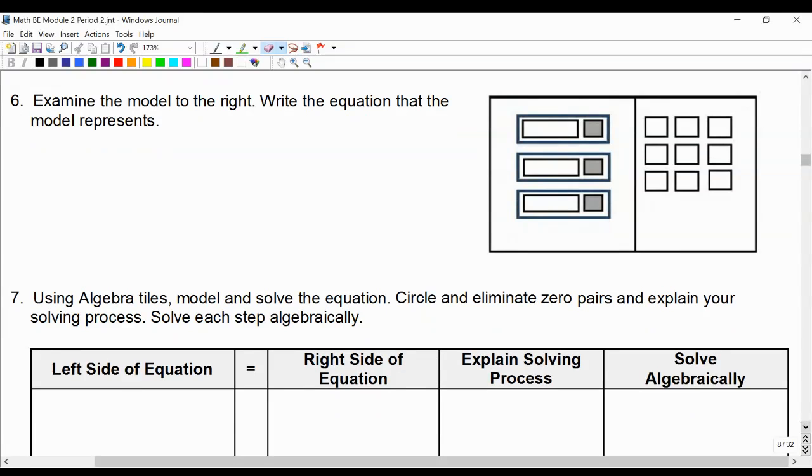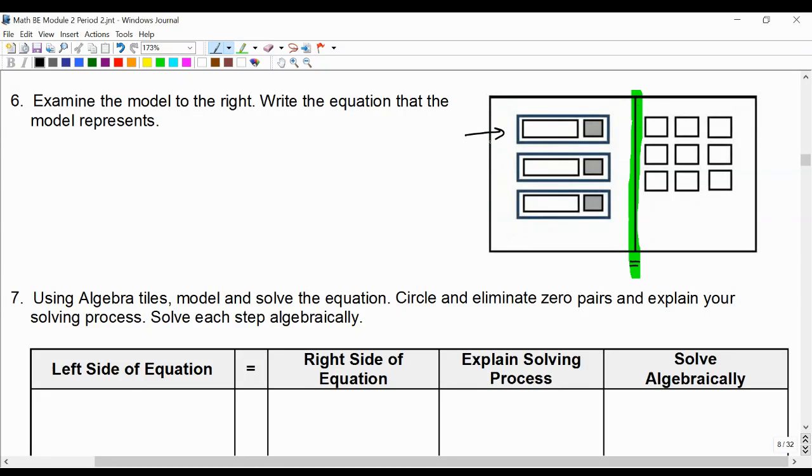We're on the last page of the 2-in-A lesson. We're looking at kind of one problem, even though it says 6, 7, and probably 8. It's all the same problem. We're going to examine the model to the right and write the equation that the model represents. This is my equal sign.